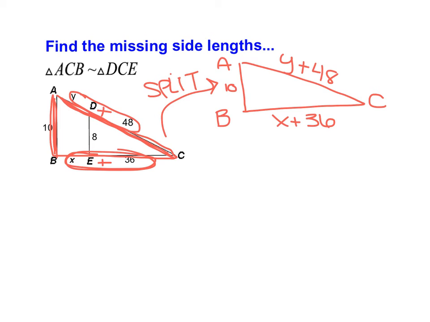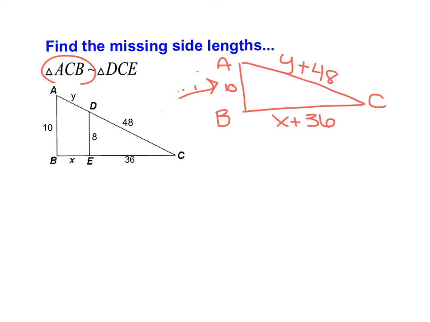So here we have our big triangle of ACB. It has a side length of AB that is 10, a side length of AC, which is y plus 48, and a side length of BC, which is x plus 36. So here I have my first triangle drawn out of this picture. So there's triangle number 1.